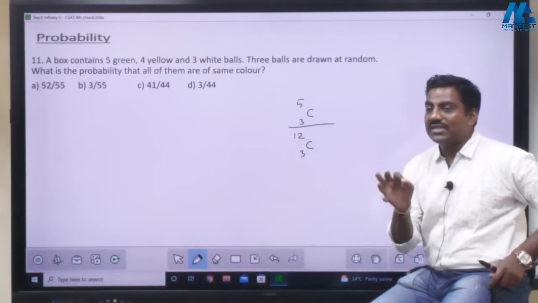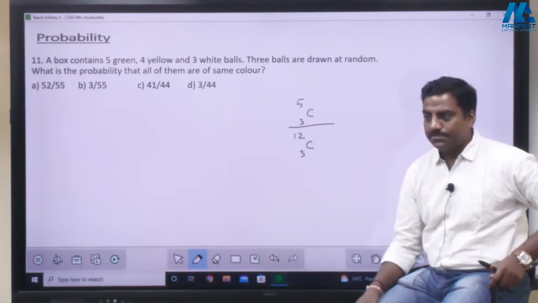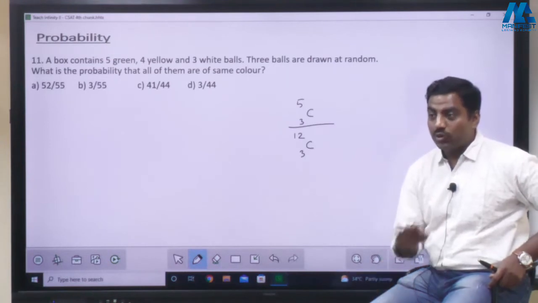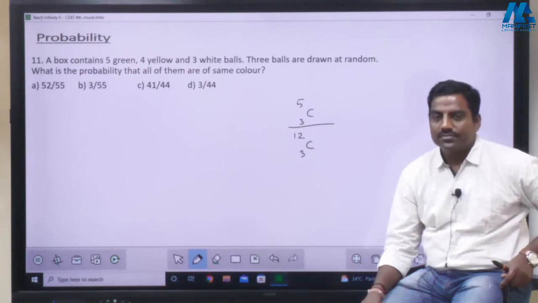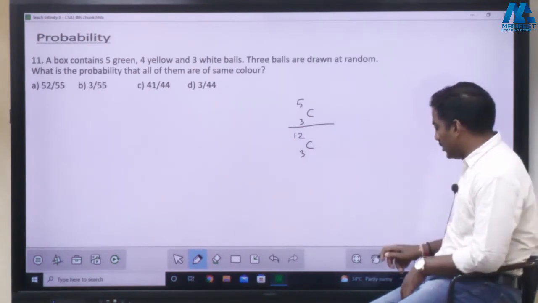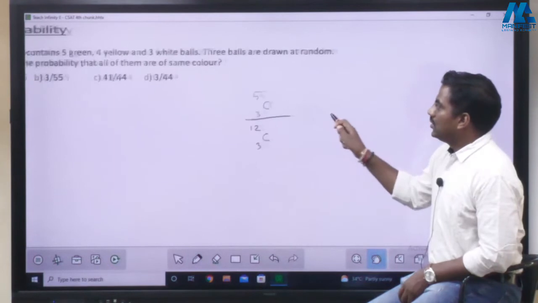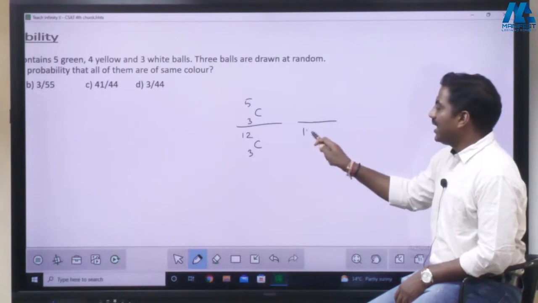This question, this answer I want from you. When I pick up 3 balls, which are green in color, all of them are green in color, my one event is over. That will come. Okay, I'll write that too, then we'll ask this question. What about the yellow balls? 12C3 again.